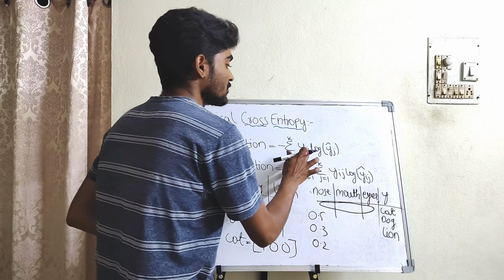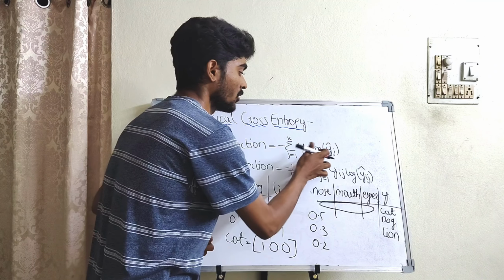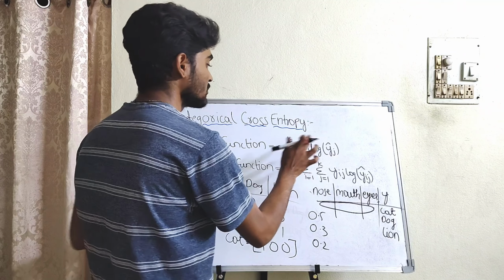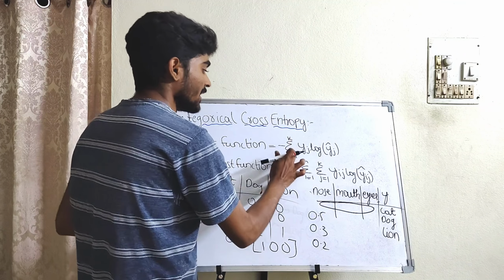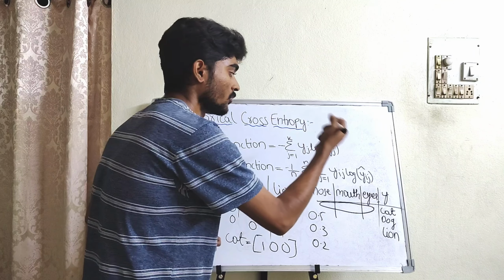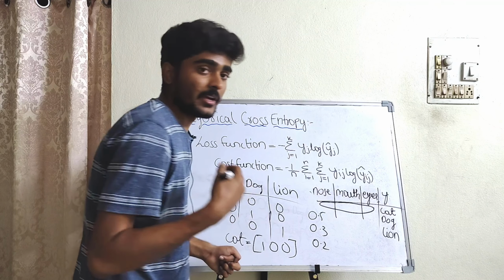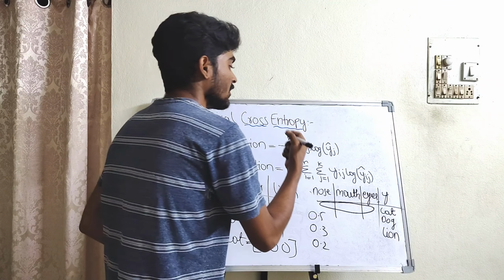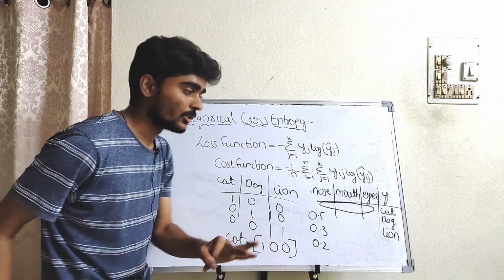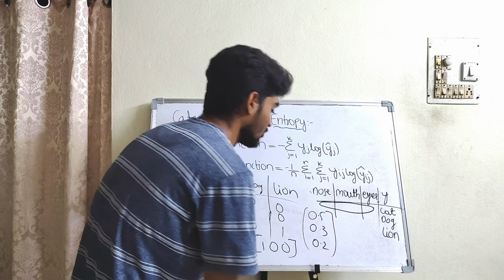You will write first minus y1 log y1 hat. I don't have space over here, that is why I'm not writing it all out. Our first term will be minus y1 log y1 hat, then minus y2 log y2 hat, and our next term will be minus y3 log y3 hat. In this way we'll have three terms, and you'll substitute the corresponding values.